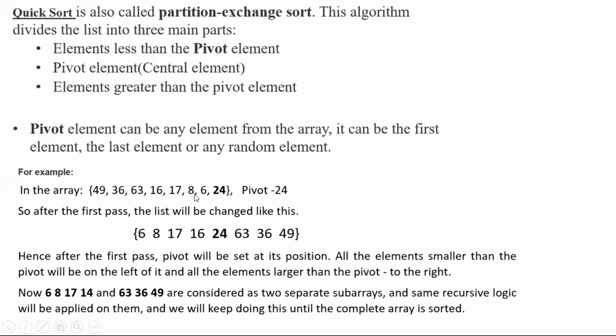For example, given the following array, if we choose the pivot as the last element, 24, then after the first partitioning, the pivot will be here in its right position, or sorted position. All the elements on the left are less than the pivot, as you see, and all the elements on the right of the pivot are greater than the pivot. So the pivot is in its right position.